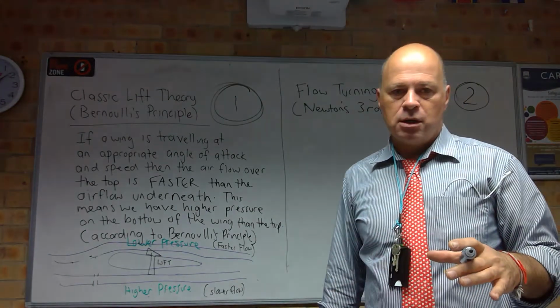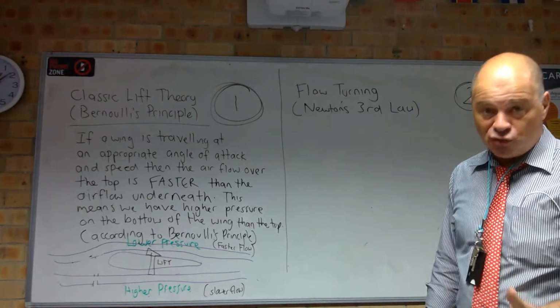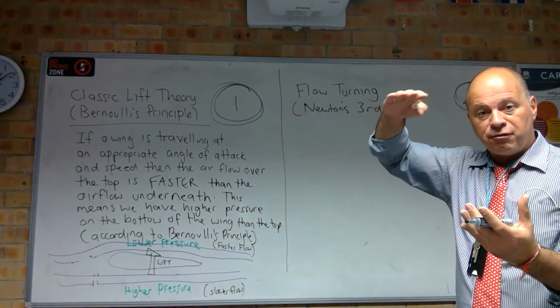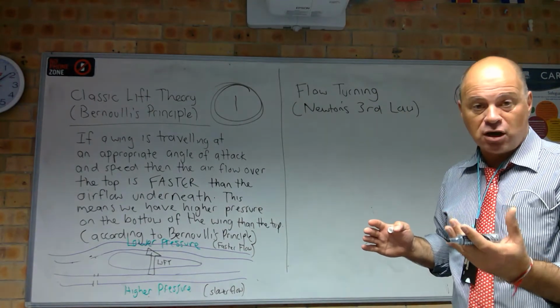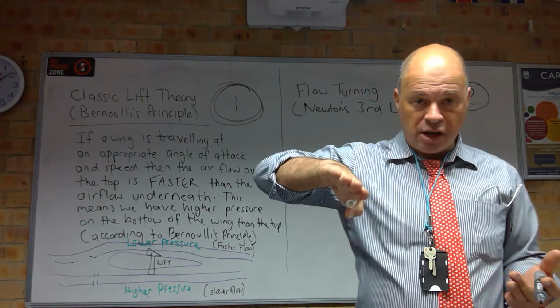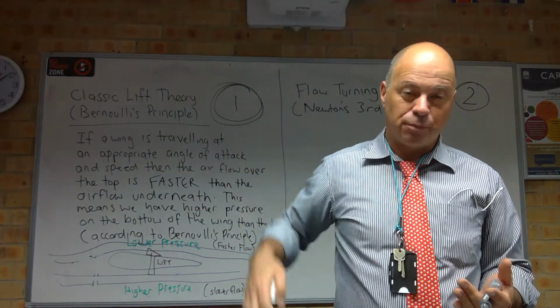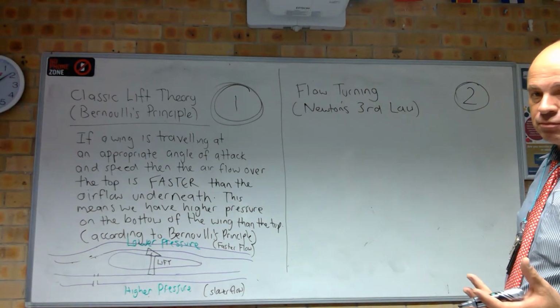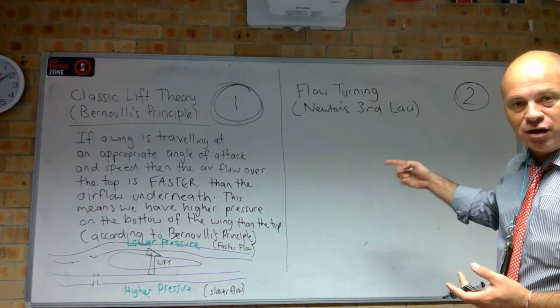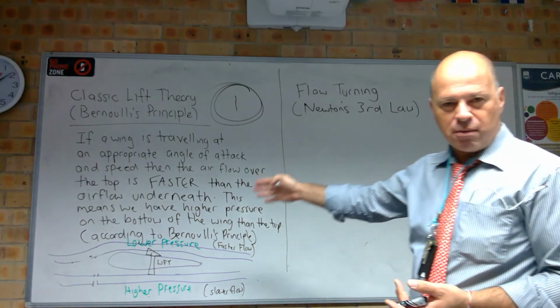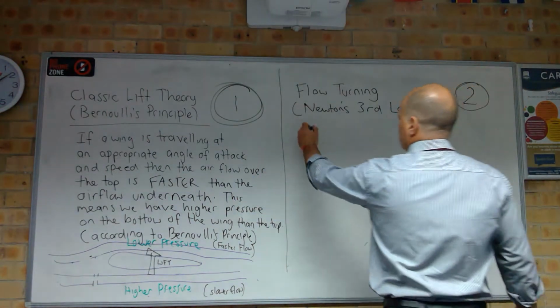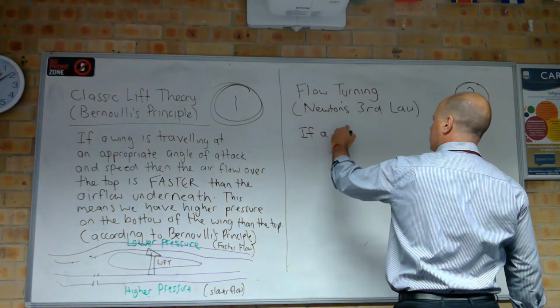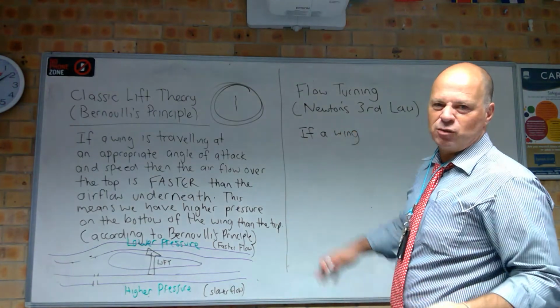Okay, so the lift is generated as a reaction force to the flow that turns as it travels over a wing or an aerofoil that has an angle of attack that's appropriate. So once again, we can start our definition in a similar way as this definition. That way we marry the two and we've got less to remember. Okay, so we can say if a wing, you could say aerofoil as well, but let's just say wing.